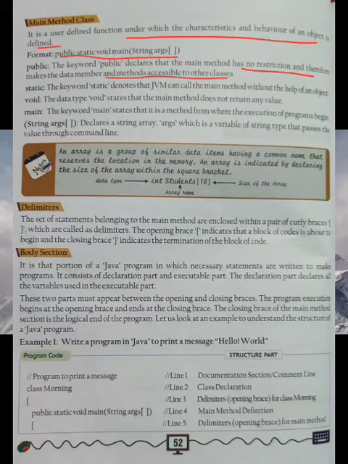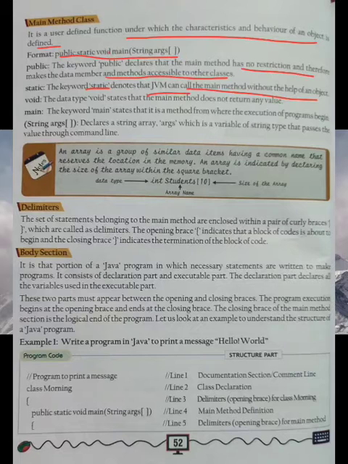Next term is static. The keyword static denotes that JVM, meaning Java Virtual Machine, can call the main method without the help of an object. Static is the keyword which denotes that Java Virtual Machine can call main method without using any object.